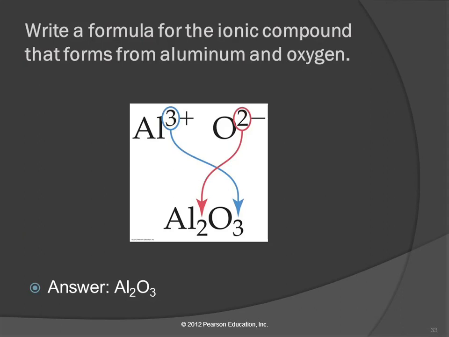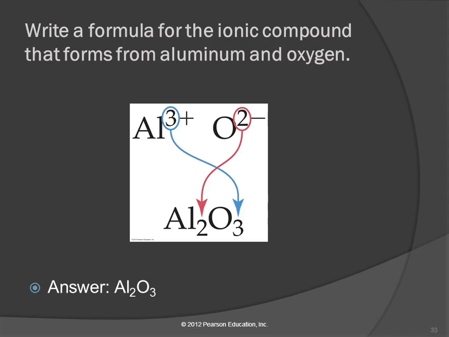So here's an example, writing a formula for the ionic compound that forms from aluminum and oxygen. We need the symbols for the ions with their charges. Aluminum is in group 3A, so we know it has a 3+ charge. Oxygen is in group 6A, and so we know the charge is 2-. The crisscross technique looks at these charges and says those are not the same. So I'm going to take this 3 and make it the subscript on the oxygen. I'm going to take the 2 and make it the subscript on the aluminum. That's what we call crisscross.